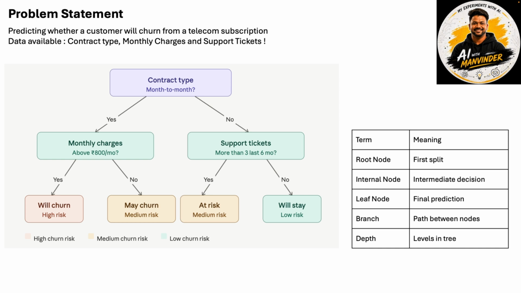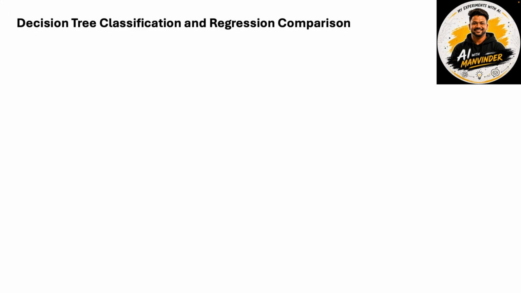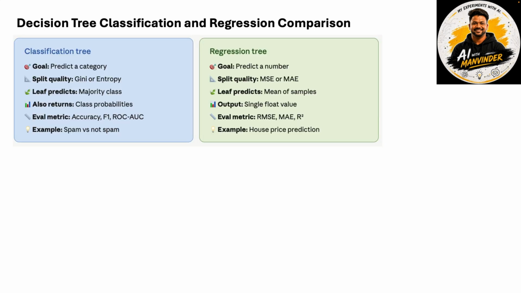Got it? Good. So decision tree comes in two flavors. It is adaptable for classification as well as regression problems. Like predicting a category in classification, in regression it is predicting a number. In classification, the split quality is defined by Gini or entropy, while in regression it is MSE or ME minimization. Same tree, same logic, different measuring stick. That's the only difference.